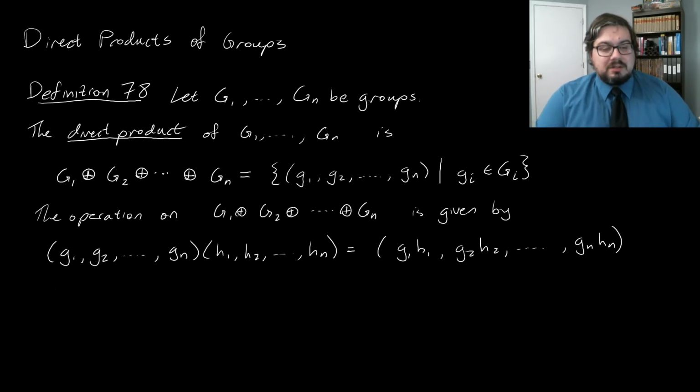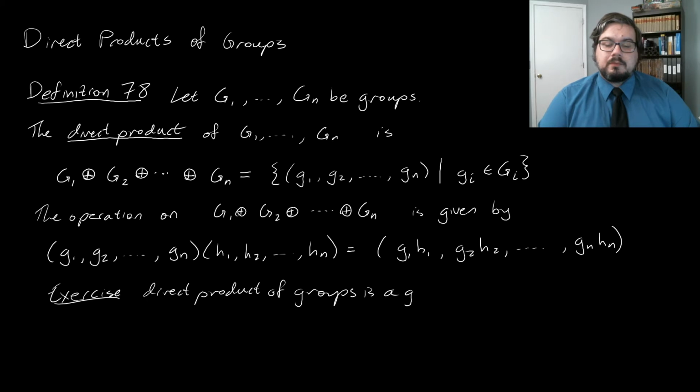Now, it turns out that the direct product of groups is a group. Associativity is straightforward to see because the operations are only happening within each coordinate. So, for instance, elements of the first coordinate and elements of the second coordinate never interact with each other. We should note that the identity and inverses of elements of the direct product can be easily found.